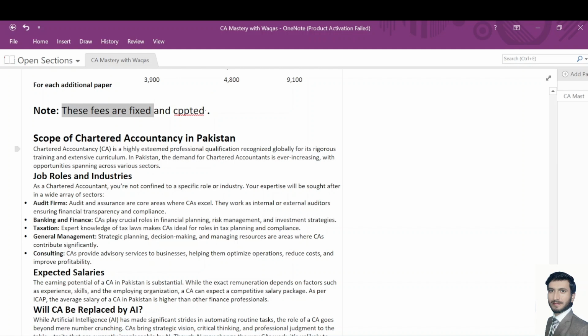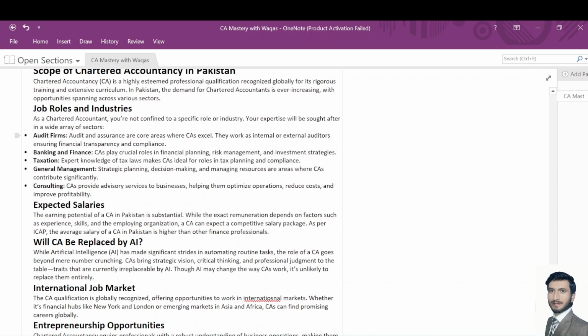Chartered accountancy in Pakistan. Well, a qualified chartered accountant can work in different sectors like audit firms, banking and finance sectors, taxation sectors of different companies, taxation of individuals as well, general management and consulting. Expected salaries depend on experience and skills along with the relevant organization. Students after completion of their articleship and clearance of all of their CA subjects almost get 150,000 as a starting salary package.